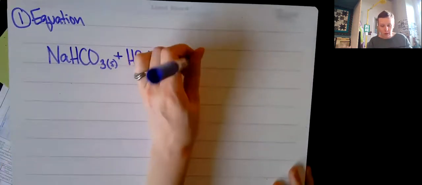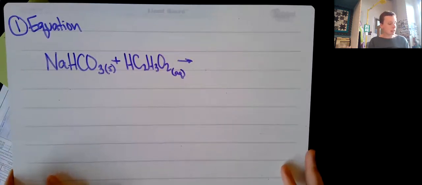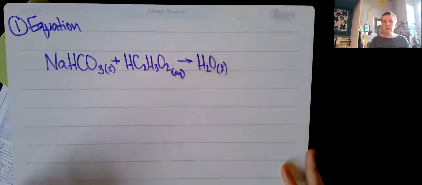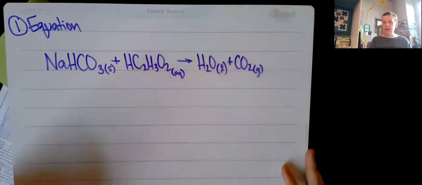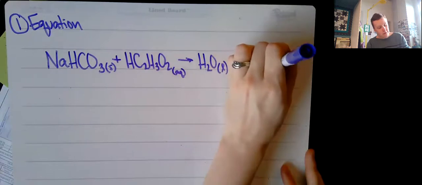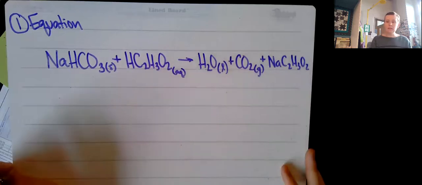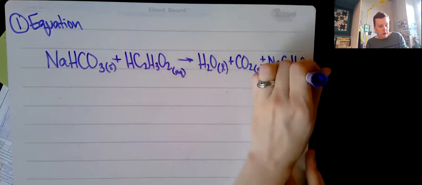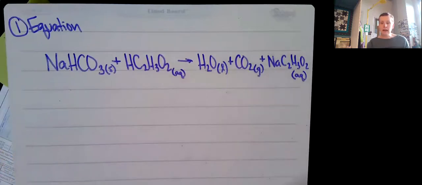All right, react to form, and we've got the rest of our sentence here. Water, carbon dioxide, and sodium acetate. Well, we know water, which is liquid. Carbon dioxide, which is a gas. And sodium acetate is NaC2H3O2. And because it has an alkali metal, we know it's going to be aqueous because there's water present in this solution. All right, so that is the equation.